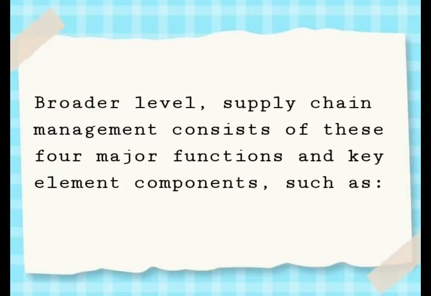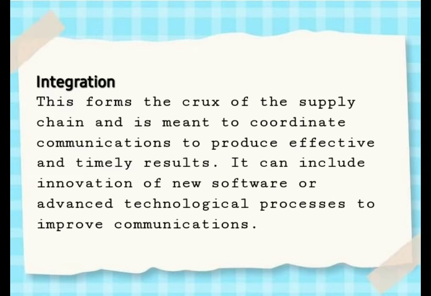Broadly, supply chain management consists of these four major functions and key element components. First, we have the integrations. These form groups of the supply chain and are meant to coordinate communications to produce effective and timely results. It can include innovation of new software or advanced technological processes to improve communications.